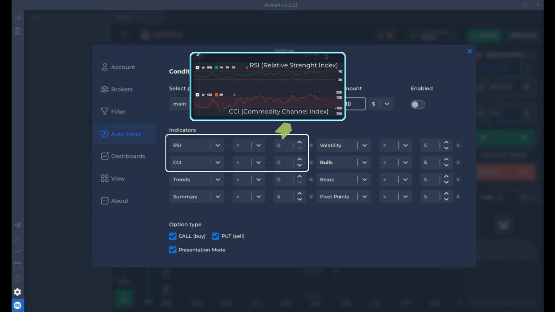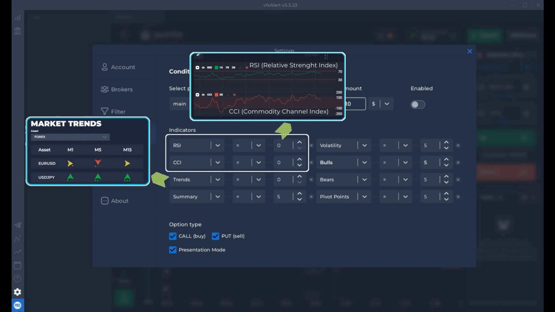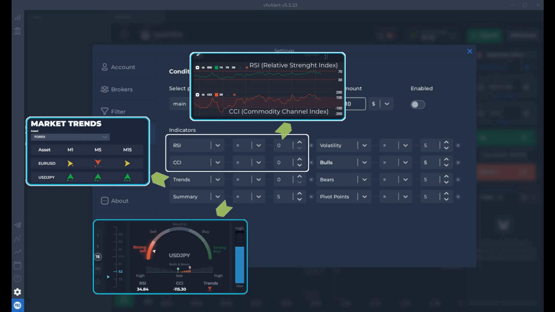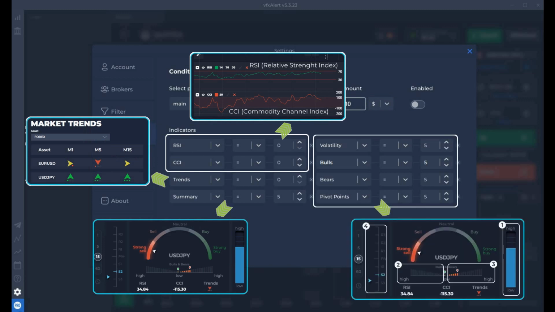The next two indicators of the vfxAlert program. Trends, showing the direction and strength of the trend across multiple timeframes. And a summary, analyzing the market by several parameters at once. Each of the indicators from the summary can be configured separately for a more accurate signal on the current market situation and selected currency pairs.